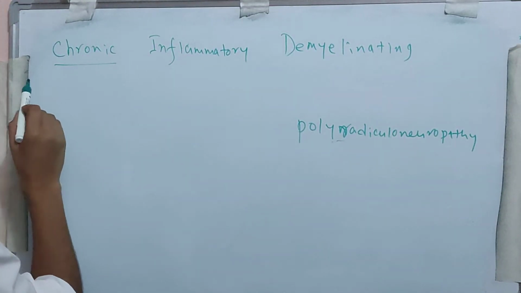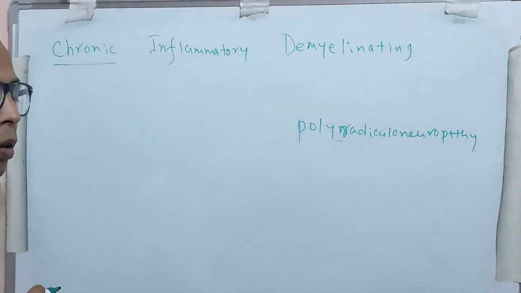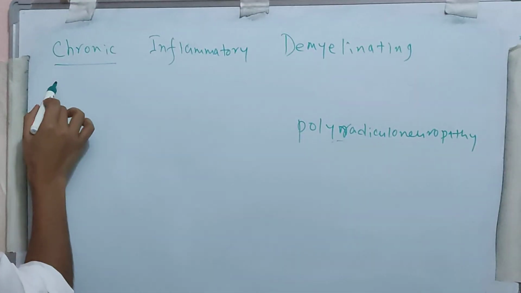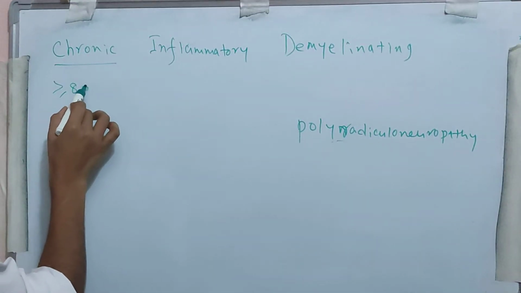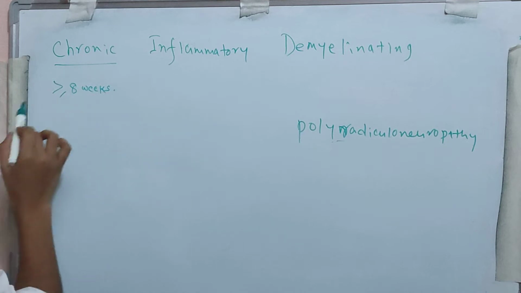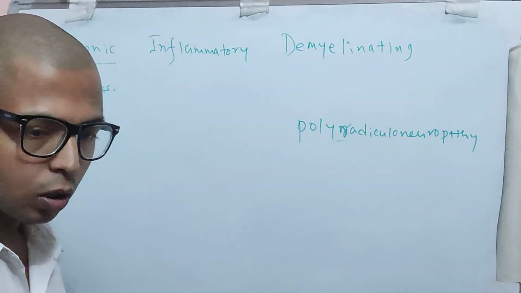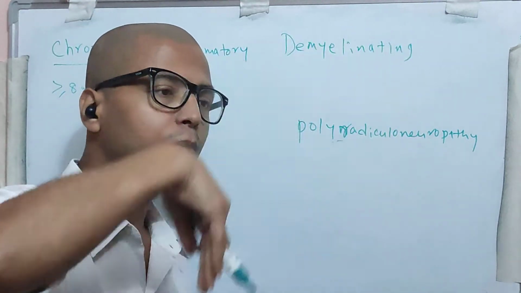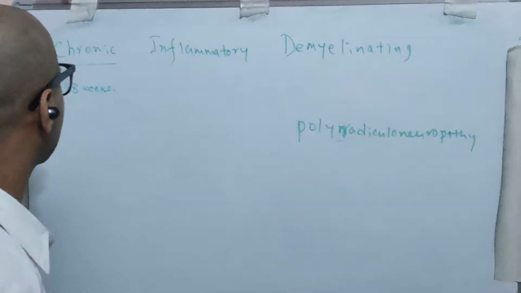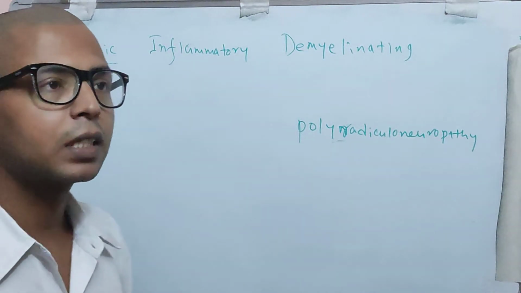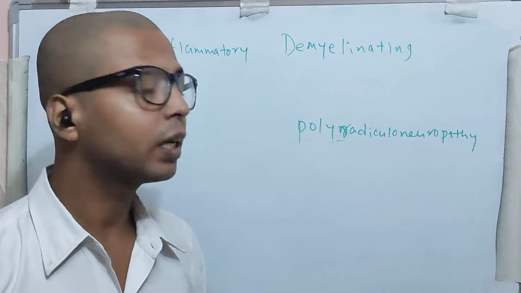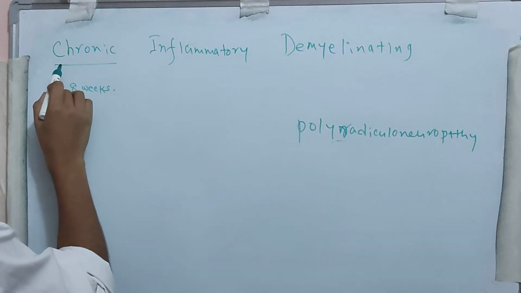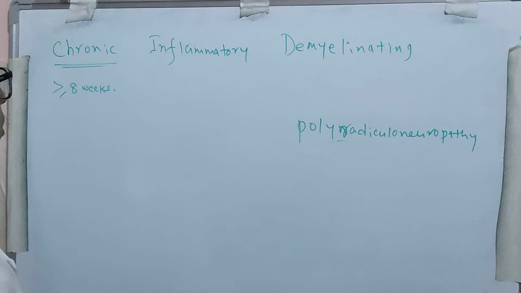So chronic means the course can be progressive, or it can be a relapsing, remitting course as well. But the course should go over 8 weeks, so it should cross 2 months. In about 1/3 of the patients, the course is relapsing, remitting type. So it is not always a progressive course. That's what it means by chronic.